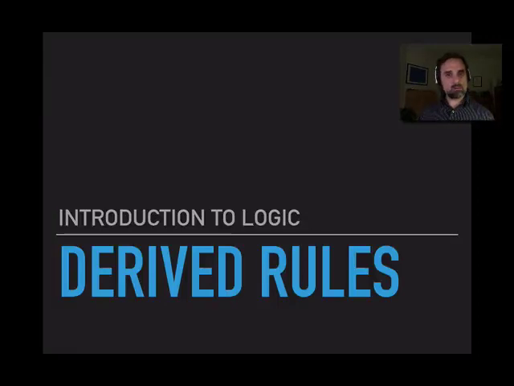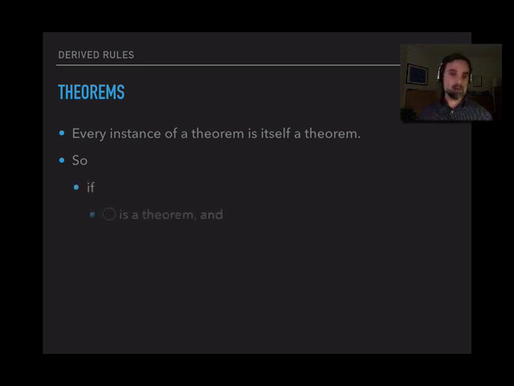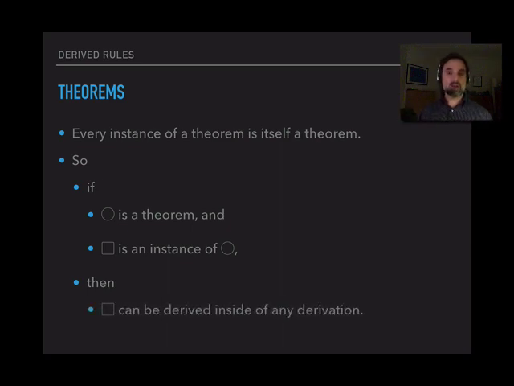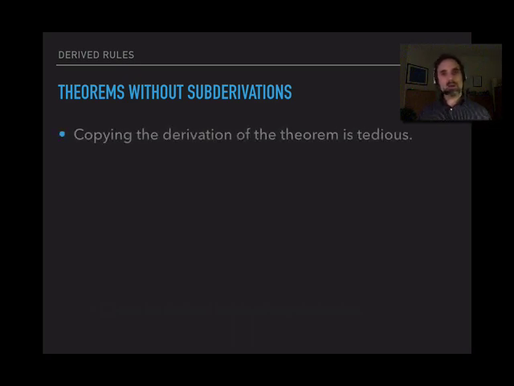Hello, in this video I'm going to talk about derived rules. So, let's remember this fact about theorems, that every instance of a theorem is itself a theorem. And what this means is that if you have a theorem and you have an instance of the theorem, then that instance can be derived inside of any derivation whatsoever, because we can copy the derivation. Now, copying the derivation of the theorem is tedious, though.